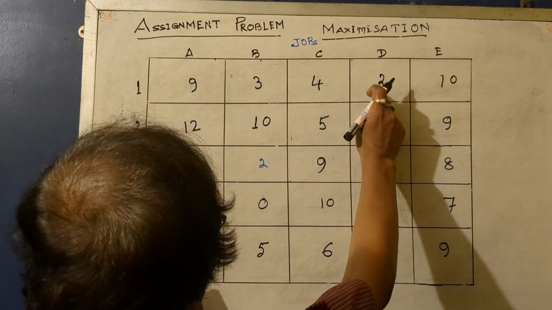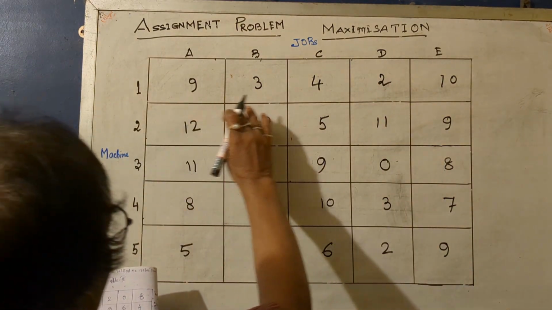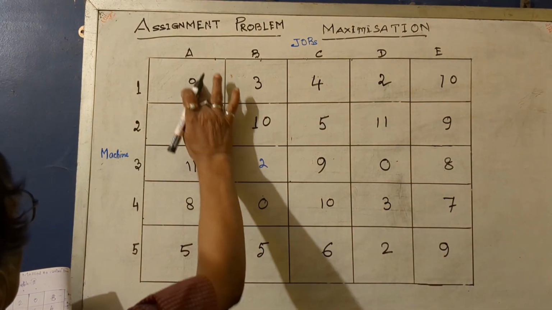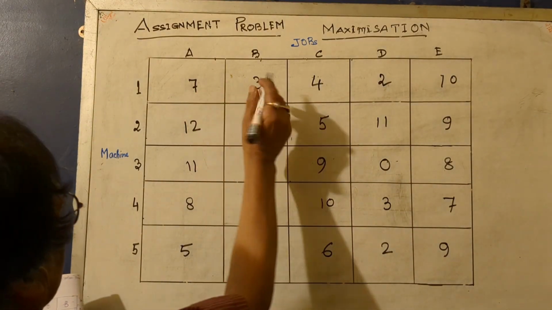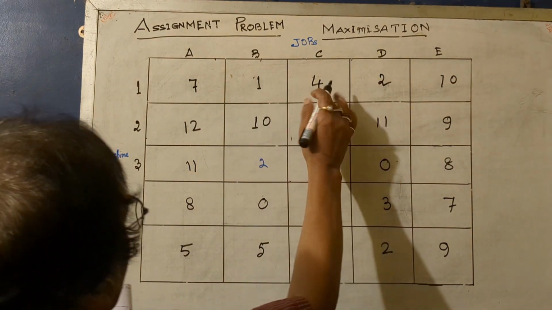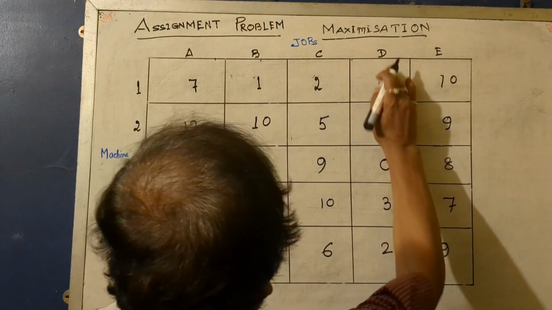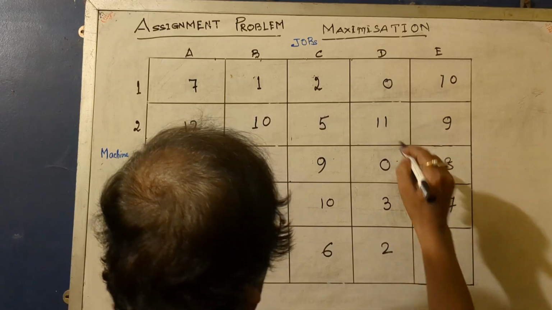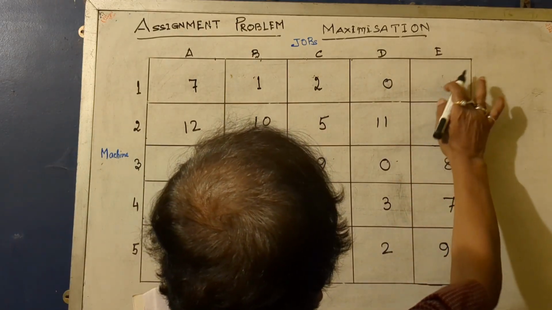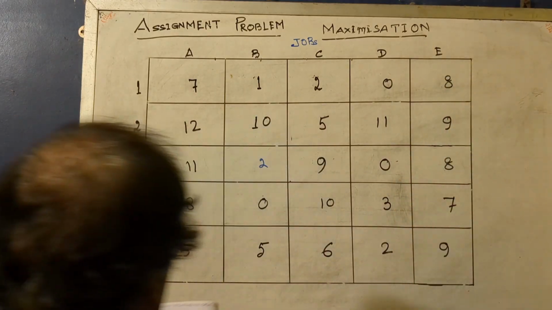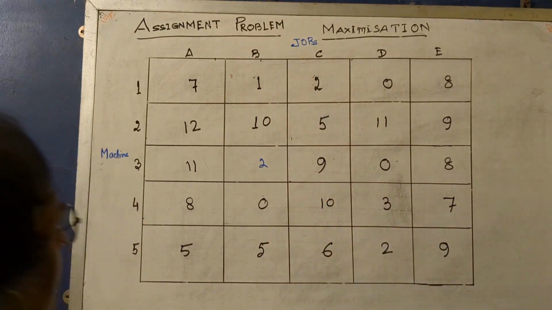So you are subtracting 2 from all the elements of the first row. That means this will be 7, this is 1 in this way, and this will be 2. On the same matrix I am writing just to save the space, but you will do it in a different table. This is 8. In this way, the function of the first row is over.